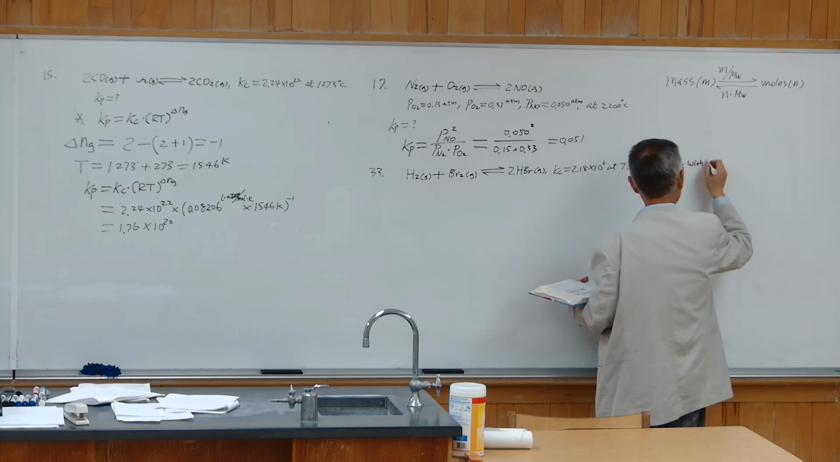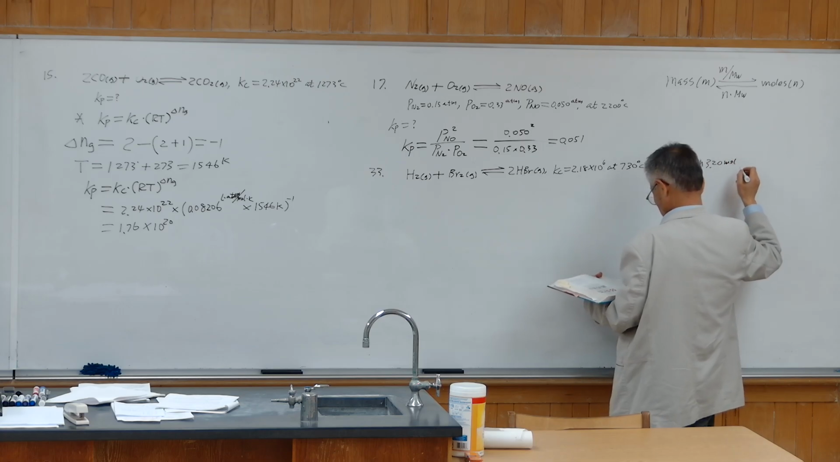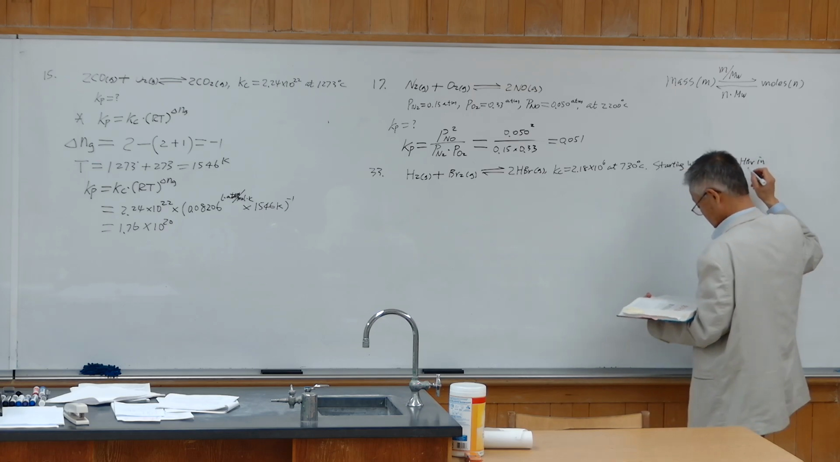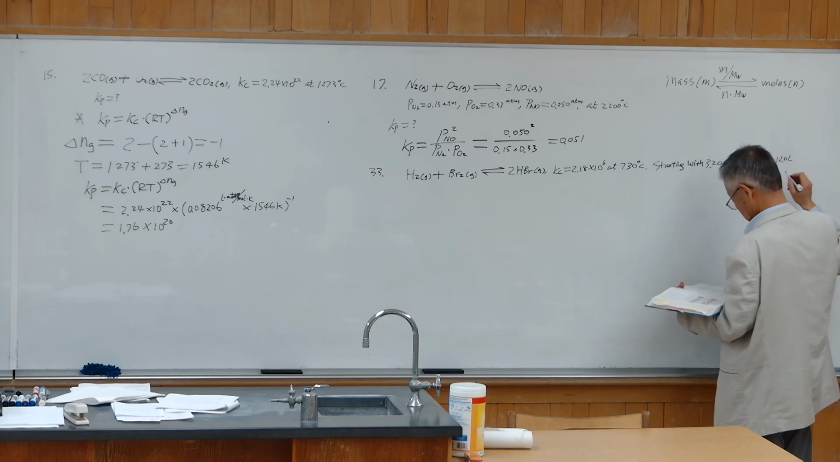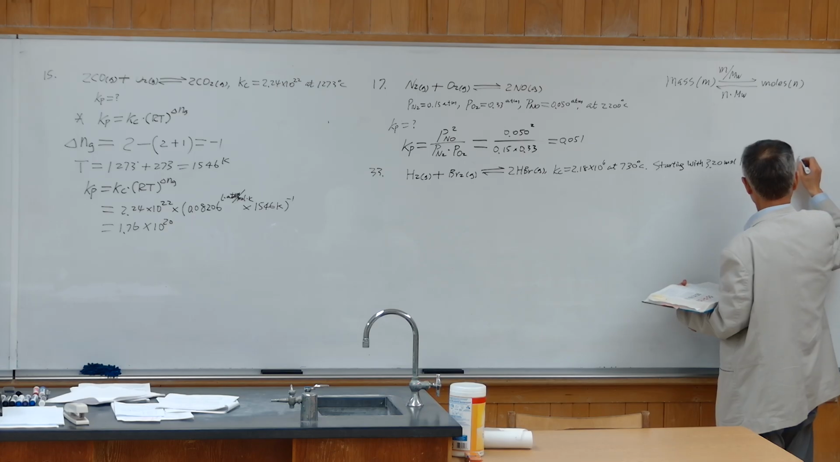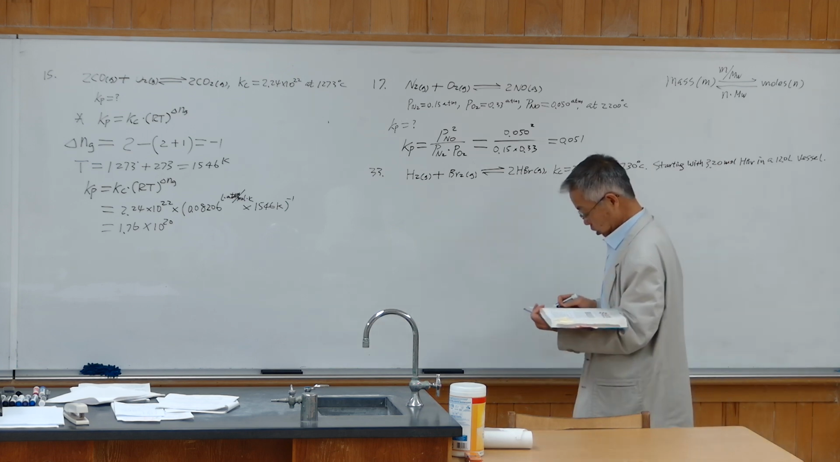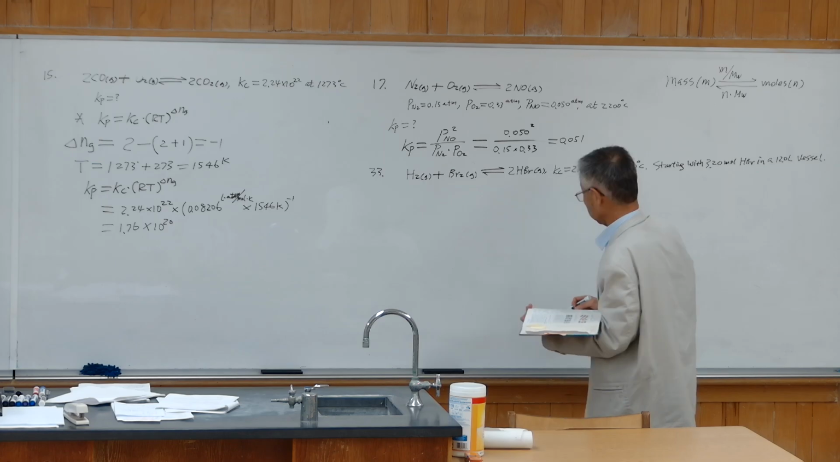Starting with 3.2 moles HBr in a 2-liter container or vessel. After you calculate the concentration of H2, Br2, and HBr.